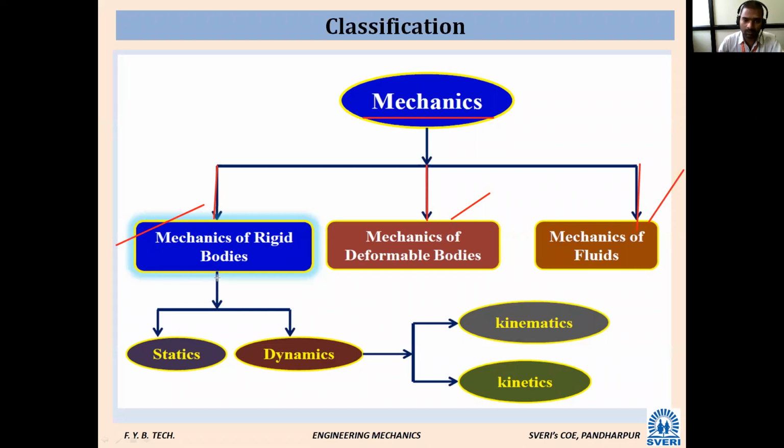Again, mechanics of rigid bodies is classified into two parts: one is the statics part and the other is the dynamics part. So this is a rigid body. When this rigid body is in static condition, at rest, that is called statics. When this rigid body is in motion, that is called dynamics. Again, dynamics is classified into two types: kinetics and kinematics. So in kinetics, what do we do?